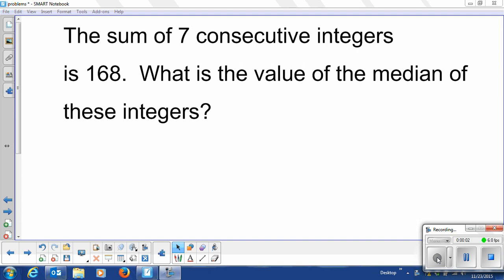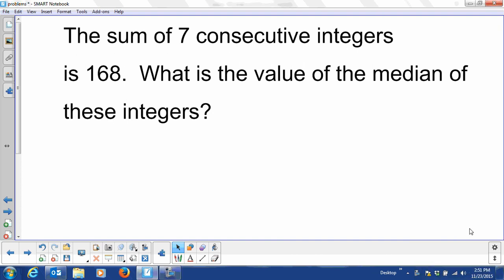Okay, so this is the SAT example problem. The question says the sum of 7 consecutive integers is 168. What is the value of the median of these integers? Well, first of all, let's do some reading again and some analyzing of the problem.